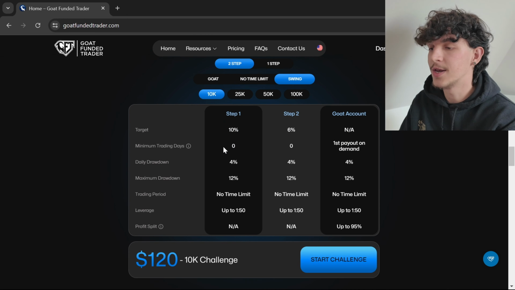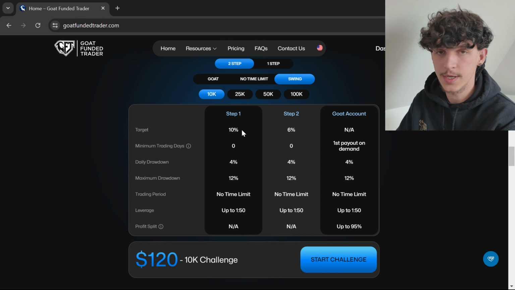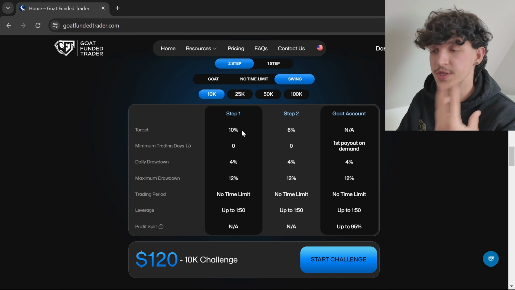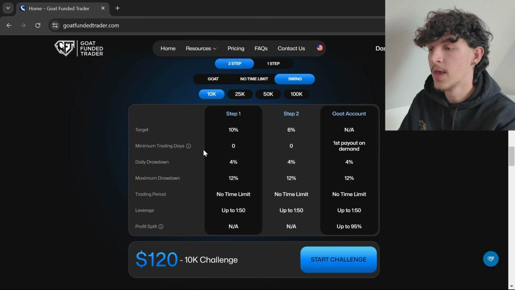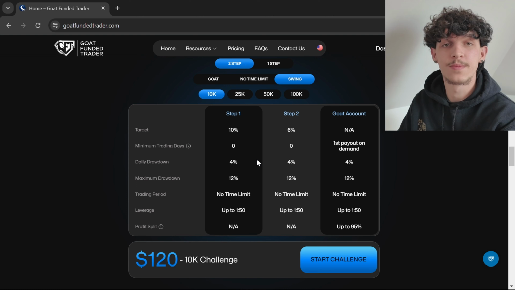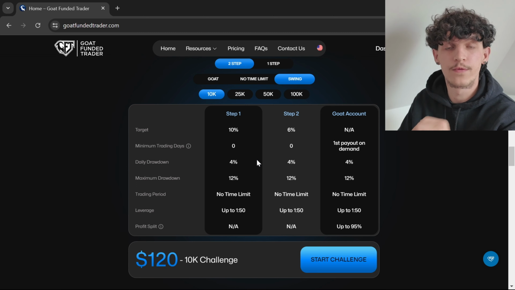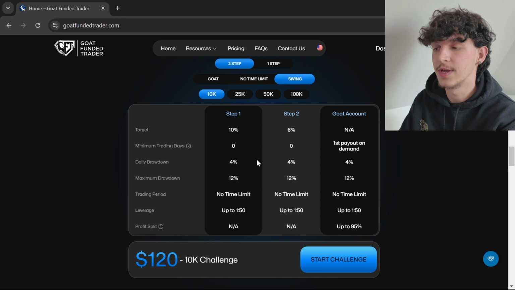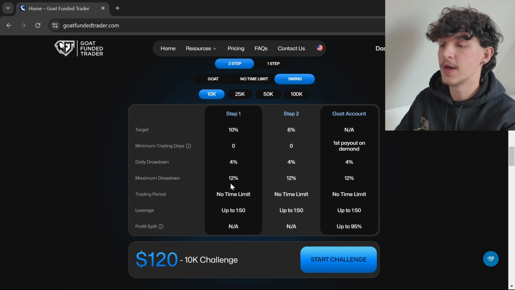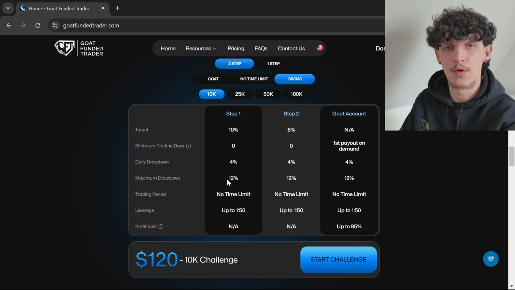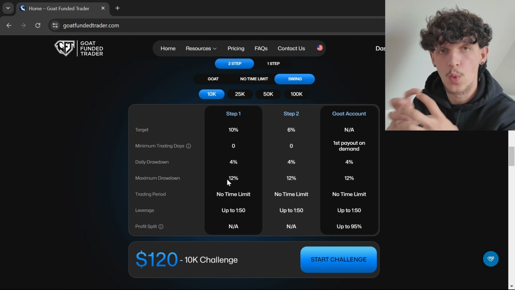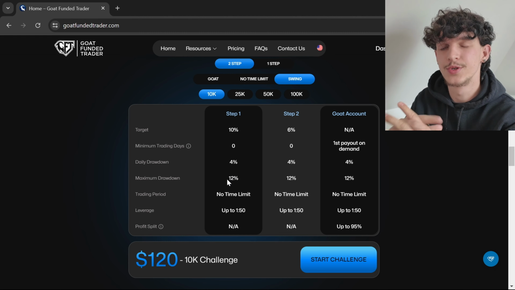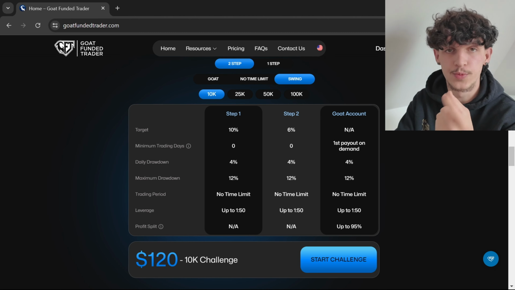So step one in this challenge is going to be a 10% target. So we're going to have to make 10%, which is $1,000 on a 10K account. There's no minimum trading days, which is brilliant. There's a 4% daily drawdown. What this means, guys, is basically you can't lose more than 4% in a single day. So make sure we're managing our risk effectively every single day. The good thing about this is that we have a 12% maximum overall drawdown. So over the course of a month, 2 months, whatever it may be, as long as it's not in one day, which most challenges across the board are usually about 10%. This gives us an extra 2% leeway.